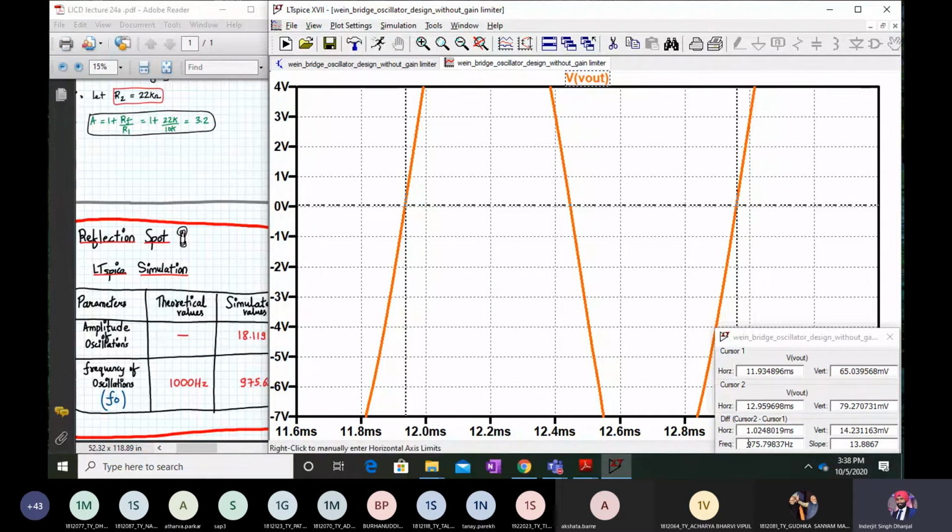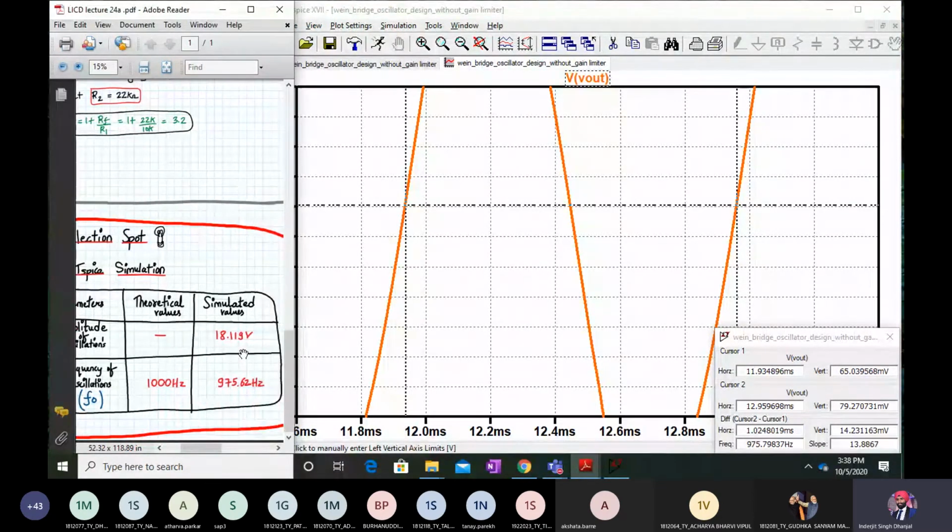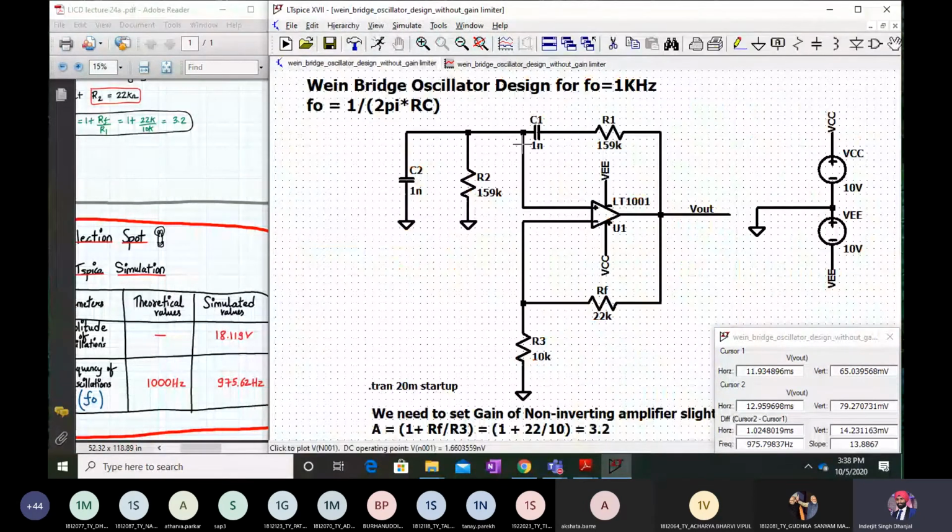So here you see 975. This is basically the difference in the time period. So 1 upon time period will give you frequency. Here we are getting 975.79 hertz. That's a simulated value which is quite close to 1000 hertz. That's quite acceptable, because here we have an op-amp and various resistors. We have not substituted exactly 159.15, we have just substituted 159. I'm sure that if we substitute that value, you will get a much closer answer. That's how we measure the frequency.